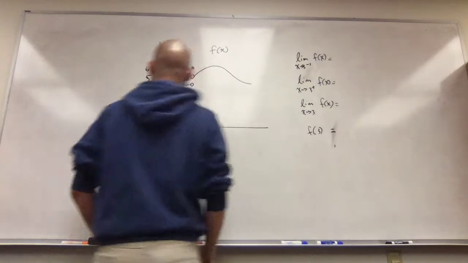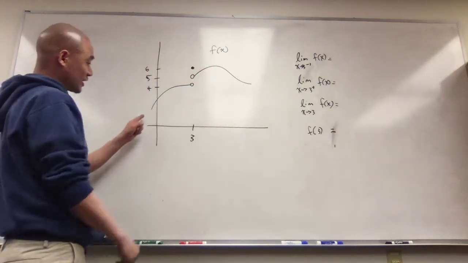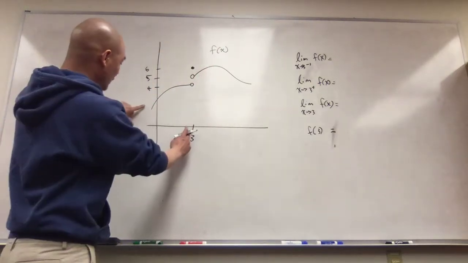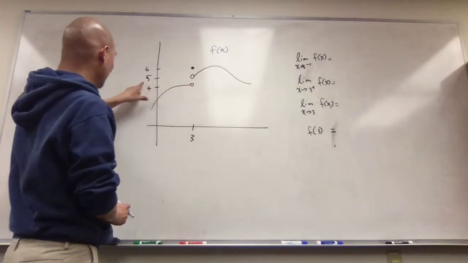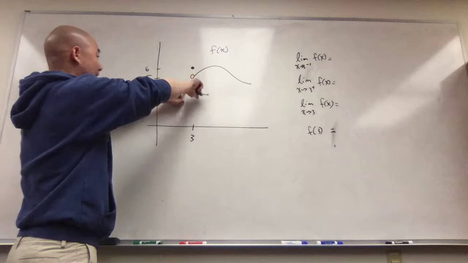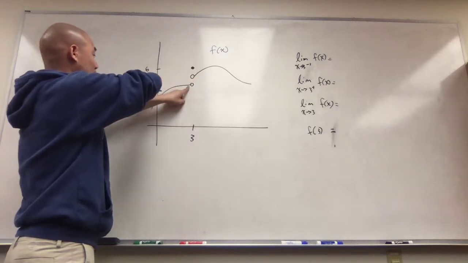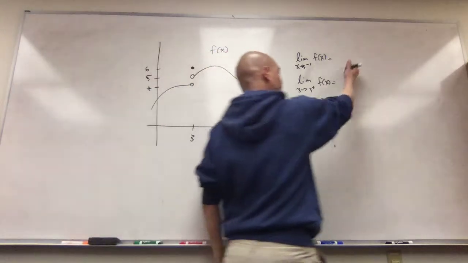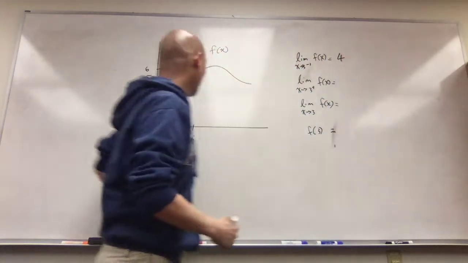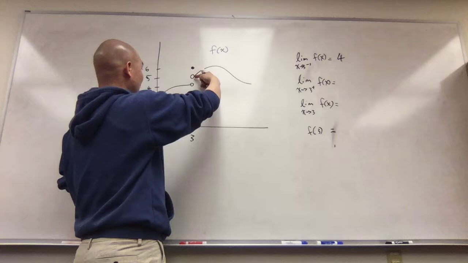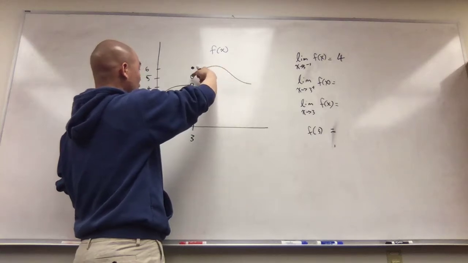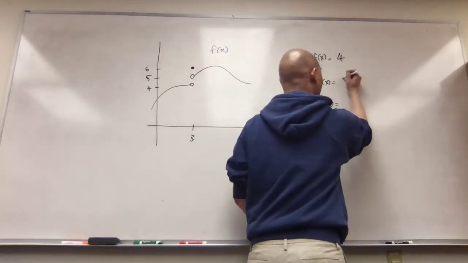So, coming back to our picture here, if I follow an approach towards 3 from the left and I come towards this dot from the left here, it looks like those f values get closer and closer to the value 4. When I come in from the right, it looks like these values get closer and closer to the value 5.